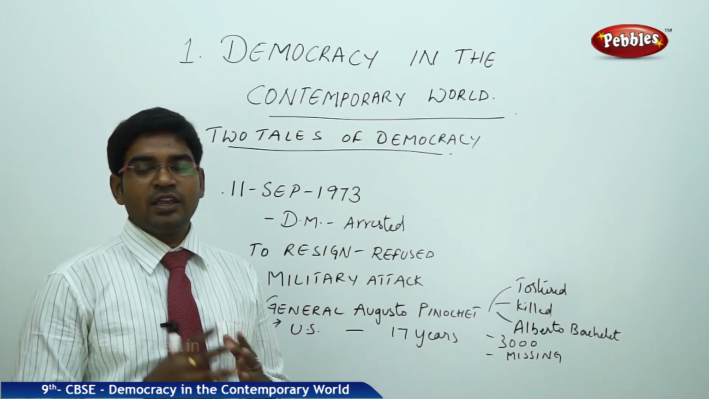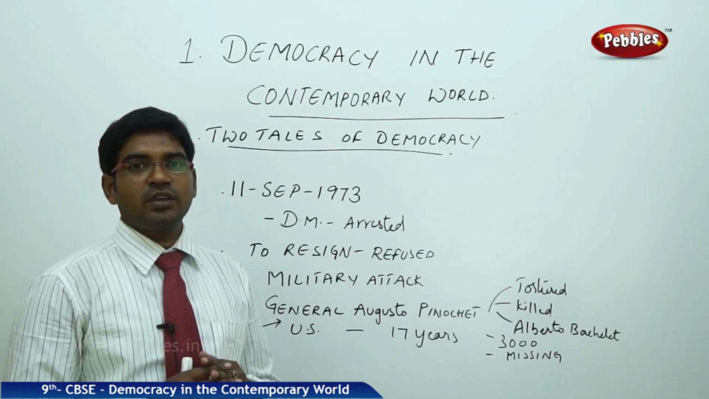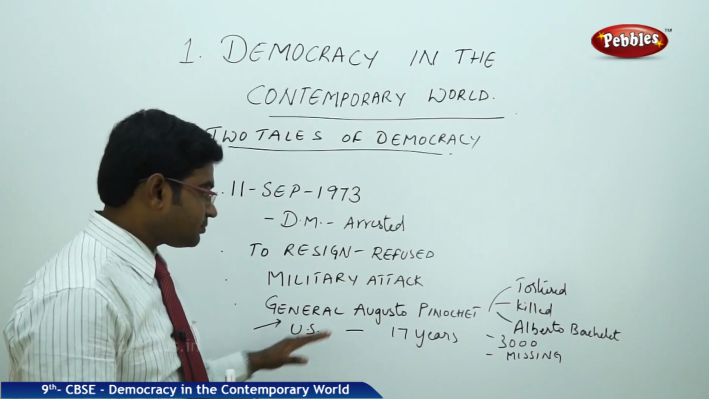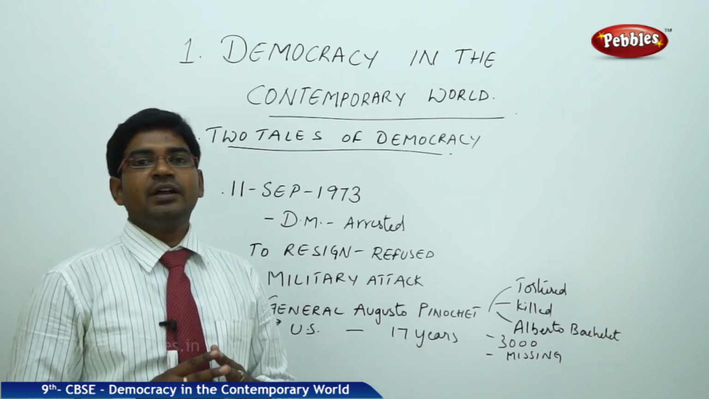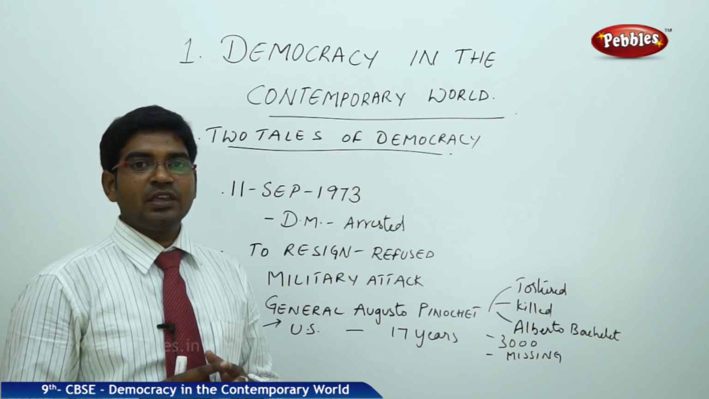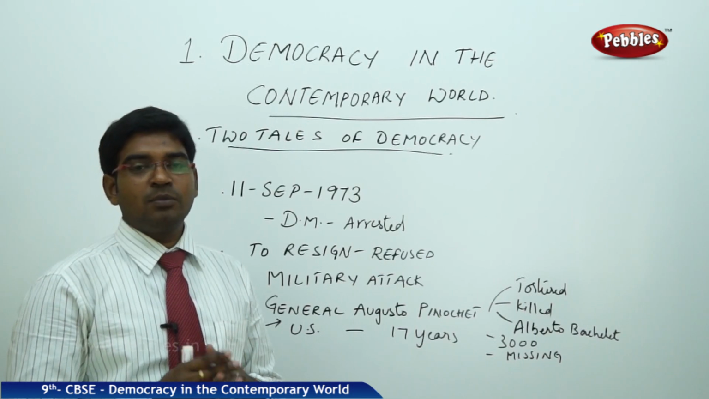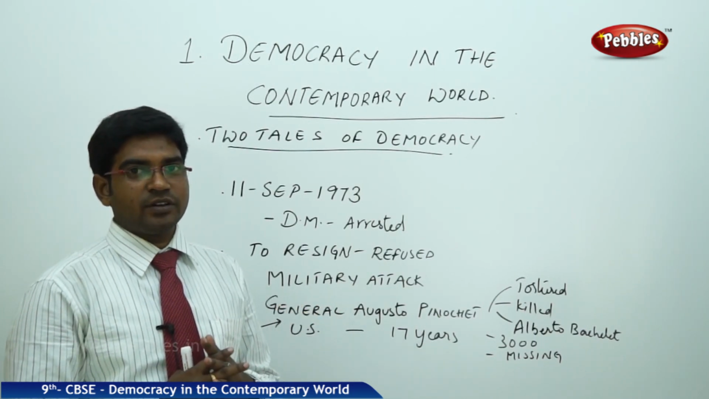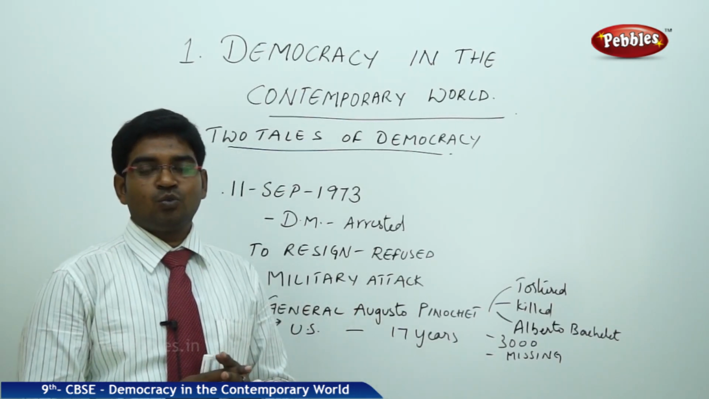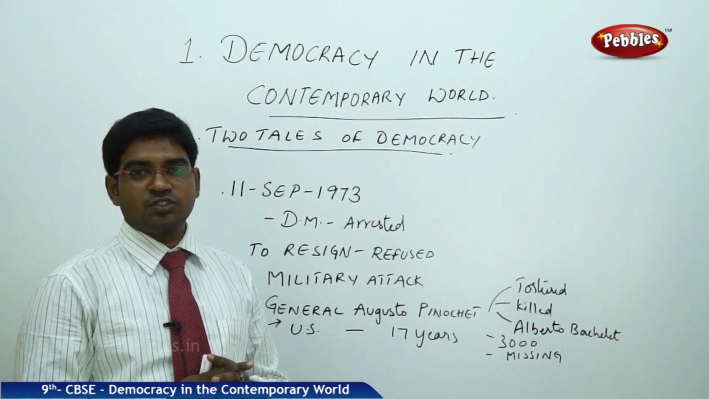That's how he is able to manage and finish off the story of Salvador Allende. And after he came to power, he continued to be in power as a president. Though he is a military officer, he took over the presidentship for the next 17 years because he is backed by the United States. And then Pinochet's rule was considered a black spot in the ruling of Chile.